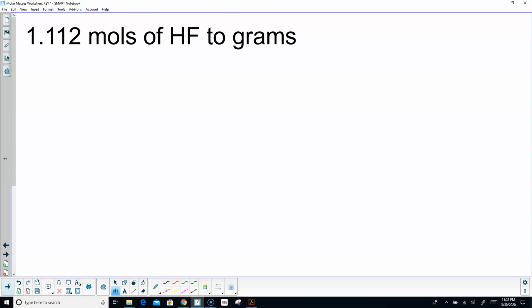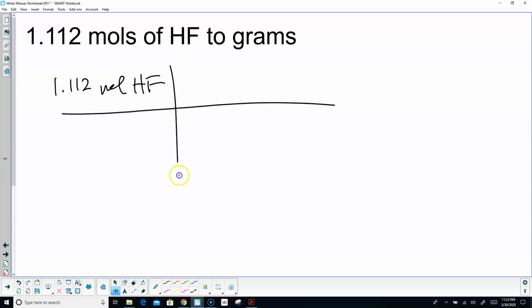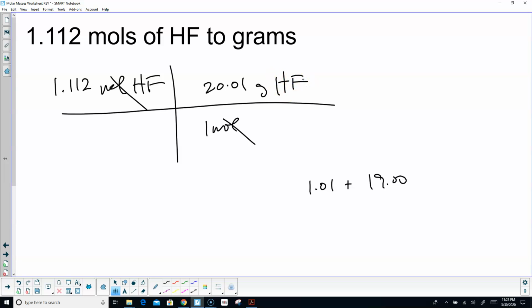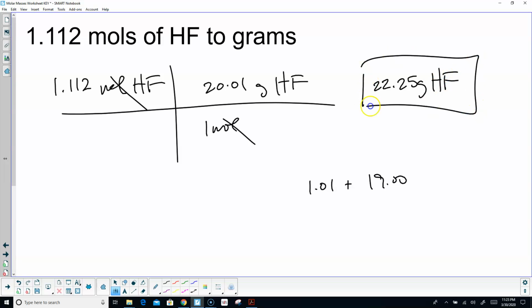Next one, 1.112 moles of hydrofluoric acid to grams. So start with what we know, 1.112 moles of HF. Okay, and once again, moles and grams are using molar mass. We want the moles to go on bottom, so they cancel. It's always 1 mole. Okay, and let's see, hydrogen's 1.01, and fluorine looks like 19, so that should be 20.01 as its molar mass. 1.112 times 20.01, and you should get, with 4 sig figs, 22.25 grams of hydrofluoric acid. 4 sig figs because of those 4.